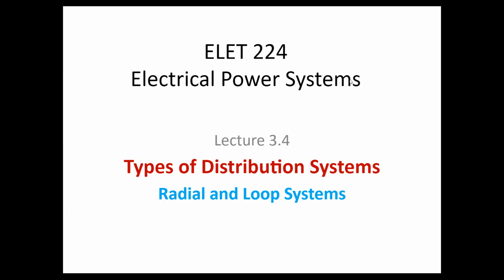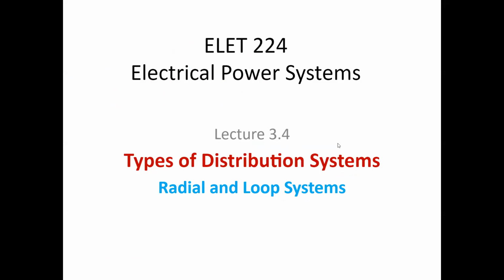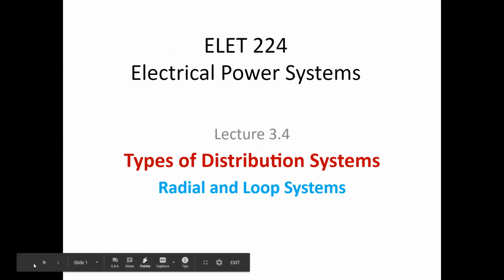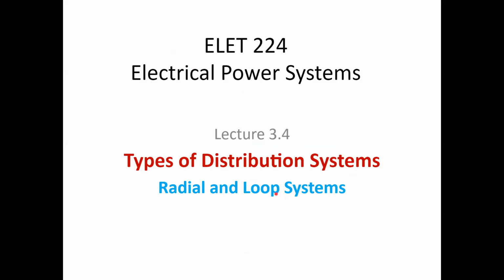Now, that structure is a basic 6 levels. And based on how these distribution lines are connected, we have different types of distribution systems. Today, we are going to study these different types of distribution systems. Basically, there are 2 types of systems. One is the radial system, the other is the loop system.